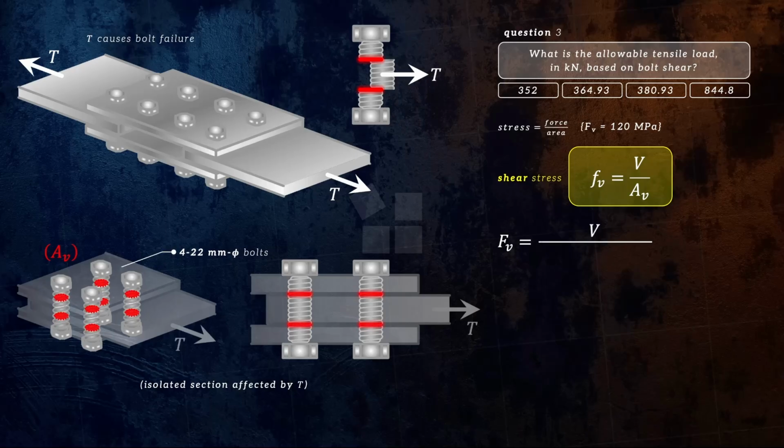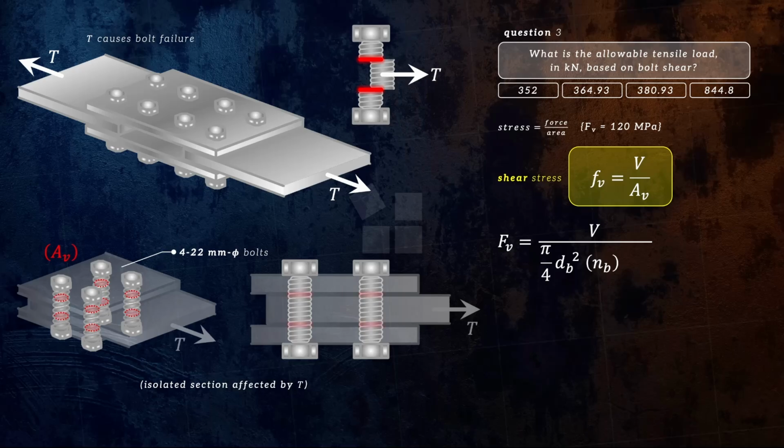V over AV. Take note, the AV, or the shear area we must consider, is not only for one bolt but the total shear area at our considered section. From our section, we can clearly see that the shear area is simply the formula for the area of a circle given its diameter, because what is given in our situation is the bolt diameter. Therefore, we will have pi over 4 dB squared multiplied by the number of bolts involved.